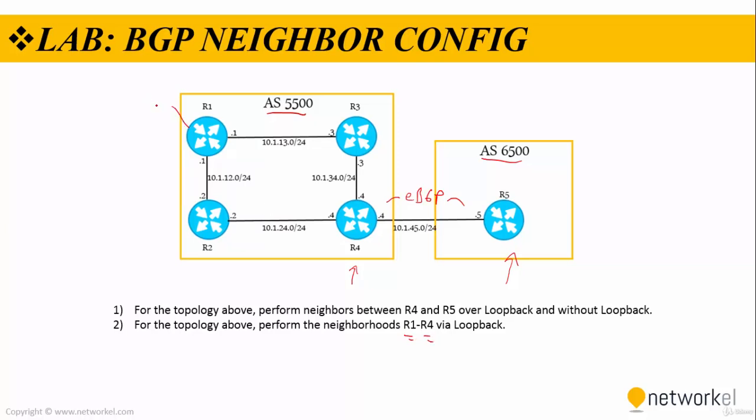Okay, this guy has a loopback 1111, I think, and this guy has a loopback 4444, and we need to peer them via IBGP this time because they are in the same autonomous system.